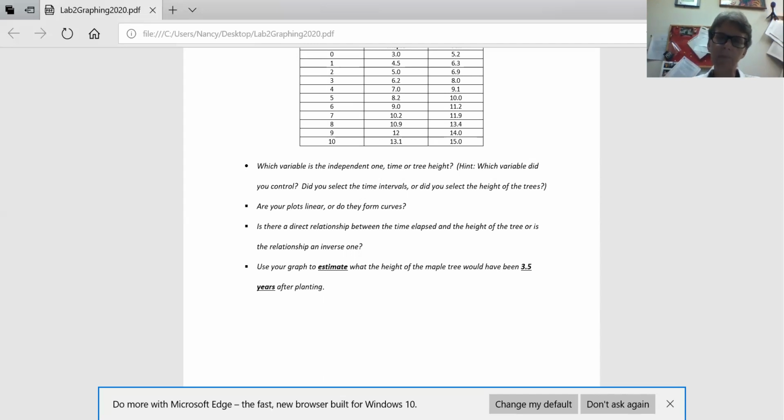I'm going to record a separate video for the second part of the lab, which is making measurements using the metric system.